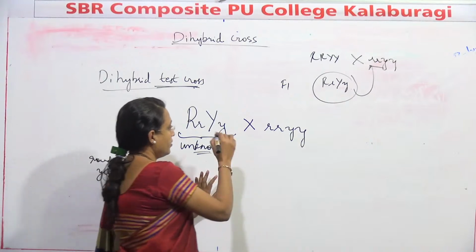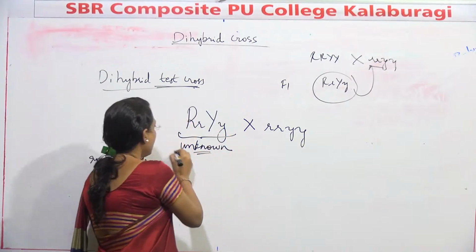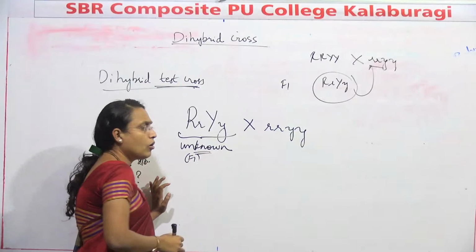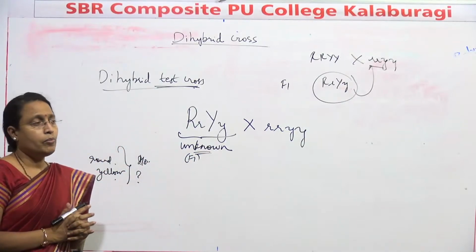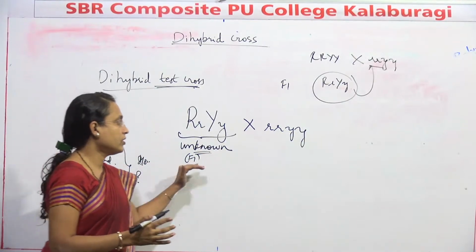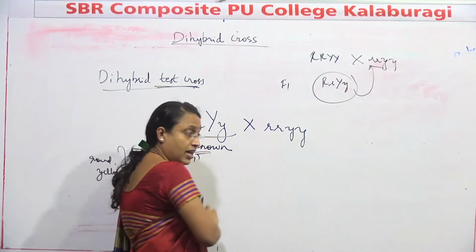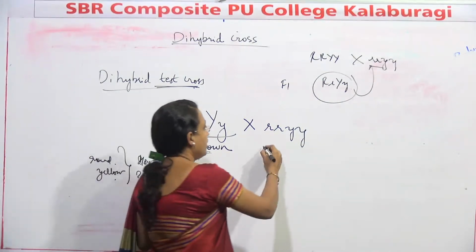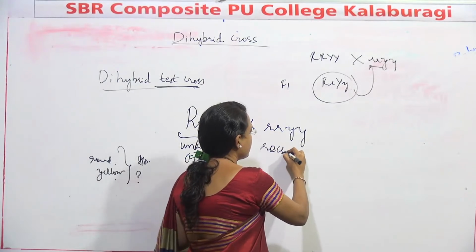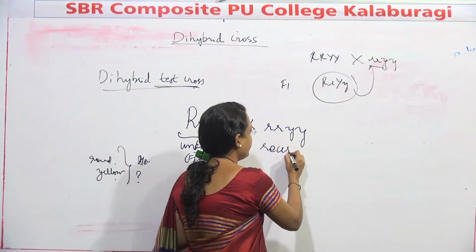So this is which one? Unknown F1 or any plant can also be tested for this test cross. But it is crossed with always the recessive parent. So this becomes a recessive parent.